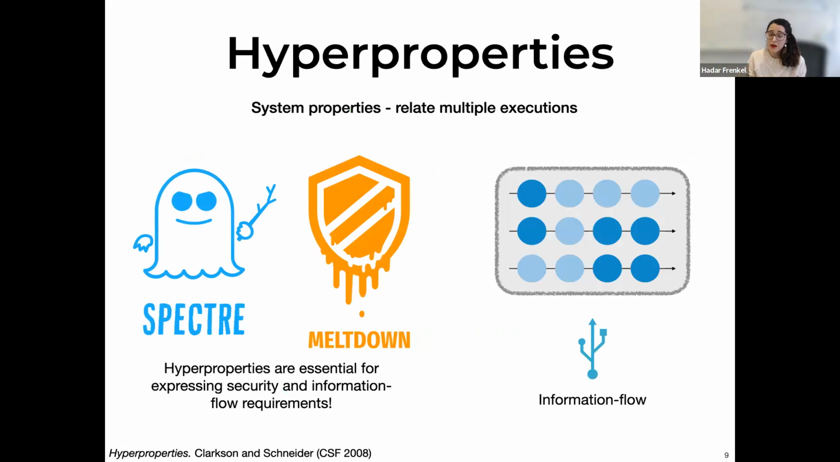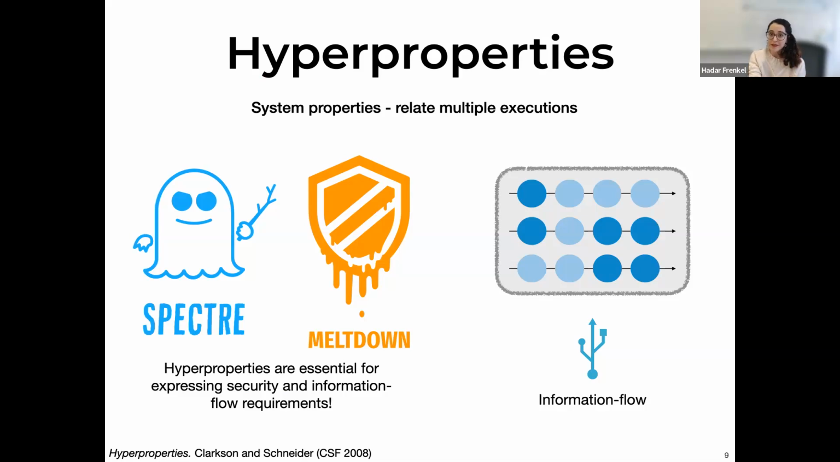Spectre and Meltdown are two attacks in which the attackers exploited information between different executions in order to perform the attack. So hyperproperties and the concept of comparing different executions is very essential to express security and information flow requirements.